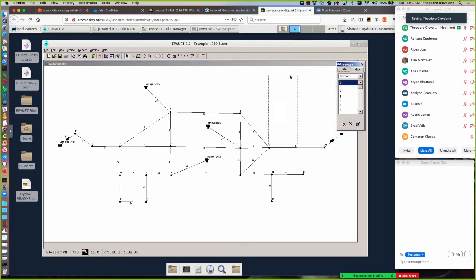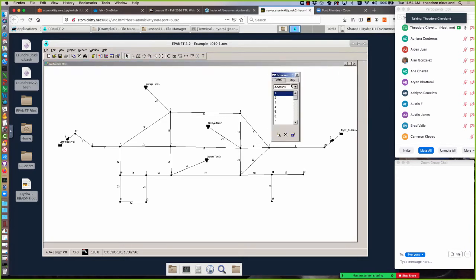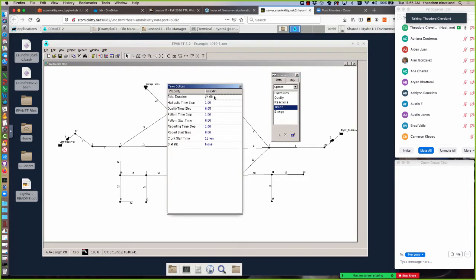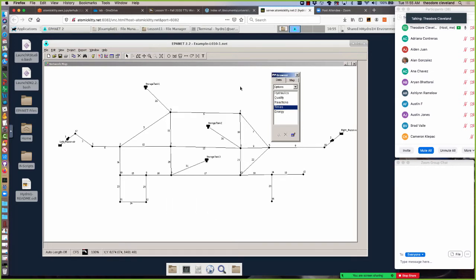We'll pull the browser on top and get it in the way, and let's look at options. In the times option, we're set for a total duration of 24 hours. I think if I put that as a 0, we'll get a 1-period simulation. Or I've just broken it.